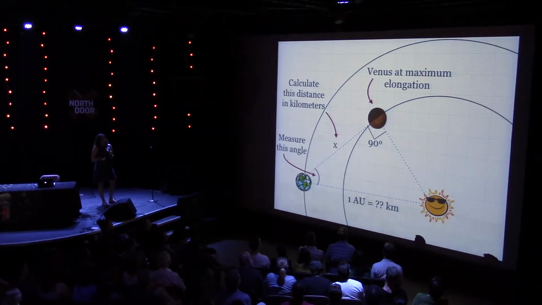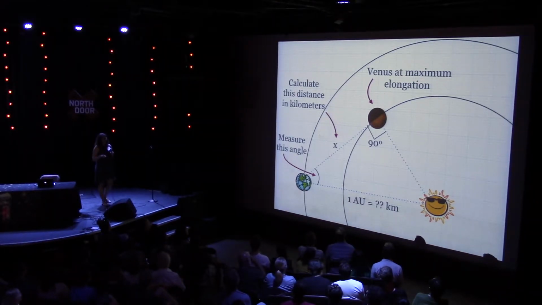So what he did was he made one incredible assumption. He said, you know what, I'm just going to assume that Venus and the Earth are the same size. And this was a pretty bold assumption for someone who really didn't know that that was true. But it turns out that it's actually not so bad of an assumption. Good for him, which is why he gets the credit.